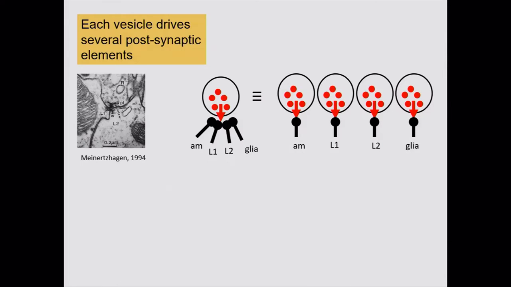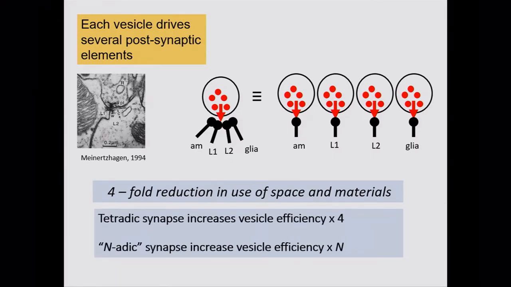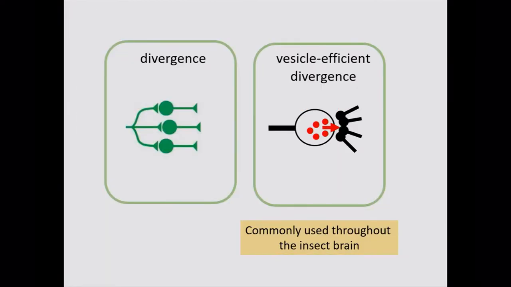And I'm astonished nobody had ever observed this before, which means you get a fourfold reduction. You make it a quarter of the size by doing this. And if you have N of these postsynaptic elements, you will increase its efficiency by N-fold. So whereas we had a motif for divergence in John Byrne's diagram, which looks like this, a vesicle-efficient divergence system looks like that. And these divergent synapses are commonly used in insect brains.